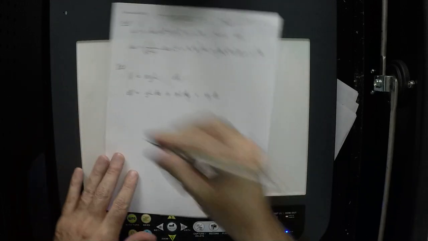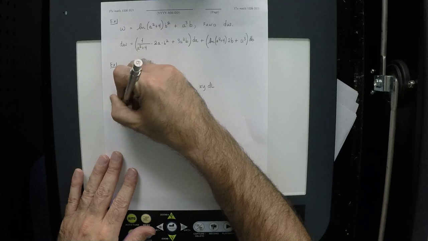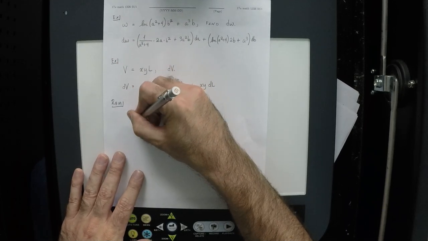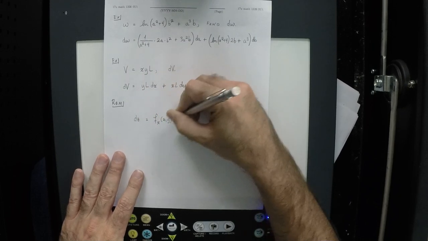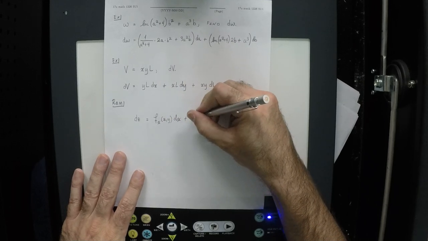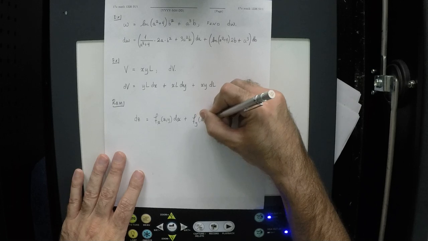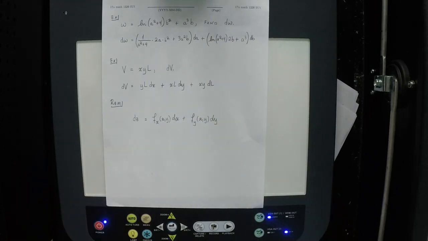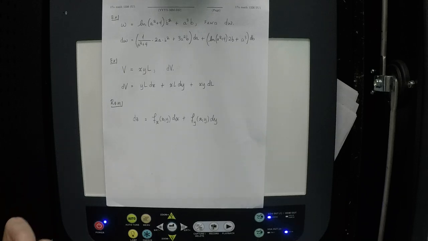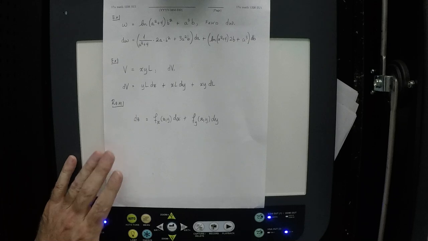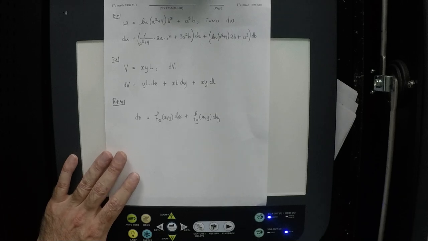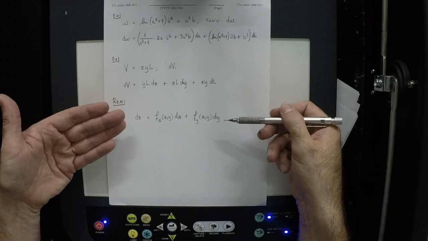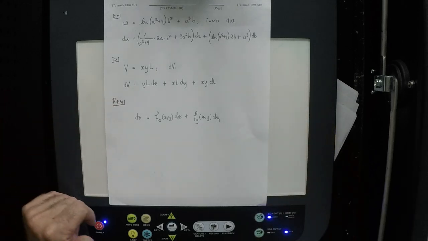Well, before I do that, I need to say one thing because I didn't mention it two pages ago. And that is that if this is the total differential, dz is the x partial dx plus the y partial dy. So there's the total differential. Then my question to you is, what is the approximation corresponding to this? This is the differential, but what's the approximation equation?